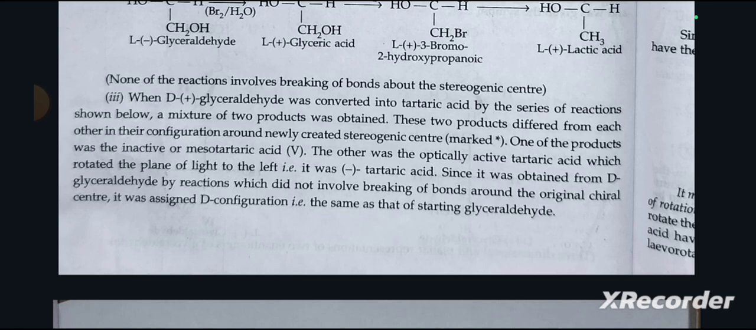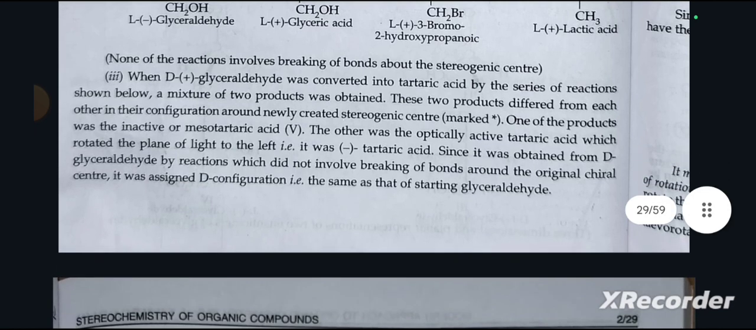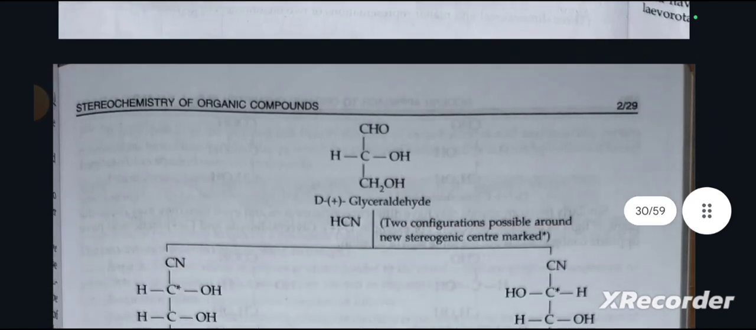Third, when D positive glyceraldehyde was converted into tartaric acid by the series of reactions shown below, a mixture of two products was obtained. These two products differed from each other in their configuration around a newly created stereogenic center, marked with a star. One of the products was inactive, meso-tartaric acid. The other was the optically active tartaric acid, which rotated the plane of polarized light to the left, that is, it was minus tartaric acid. Since it was obtained from glyceraldehyde by reactions which did not involve breaking of bonds around the original chiral center, it was assigned D configuration, that is, the same as that of the starting glyceraldehyde.